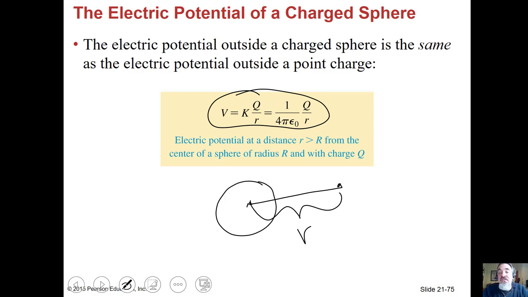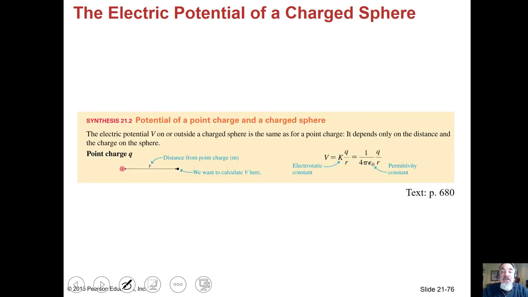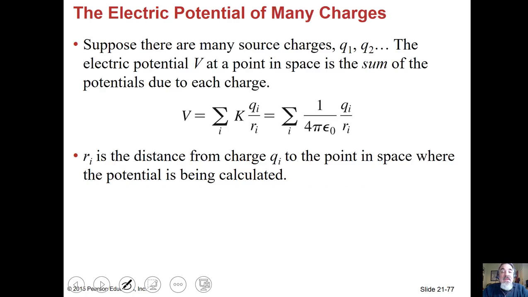Okay, so you can pretend the charged sphere is just like a point charge. That's what the Q is, the charge on the sphere. Okay, excellent. So there's the formula again. Now if you have a whole bunch of point charges, you just add up the voltage contribution. So that's what this means, add them all up. So add up all the K Q over R's. So if you have, say, 3 point charges, you would just add up the voltage at that spot.